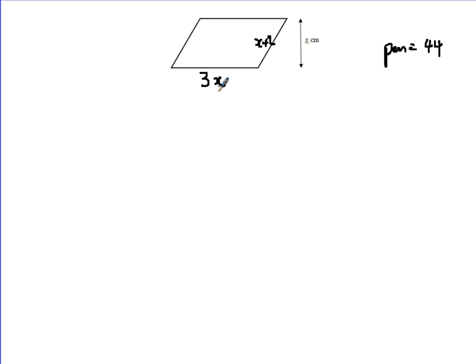Find the area of the parallelogram. Well, to find the area, we need to do the length, or the base, times the height. So that's 3x times x, but we don't know what x is yet. But we have an interesting thing about the perimeter.